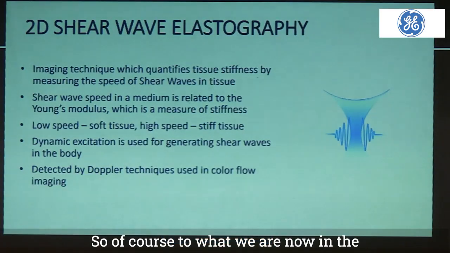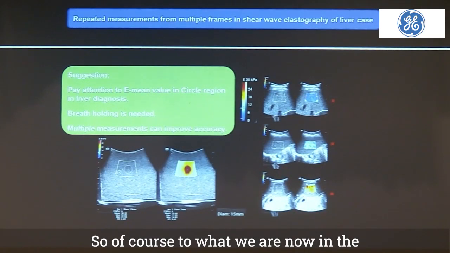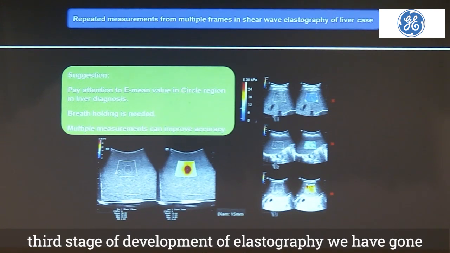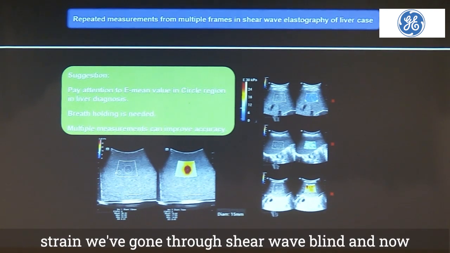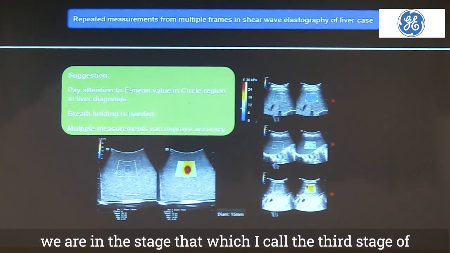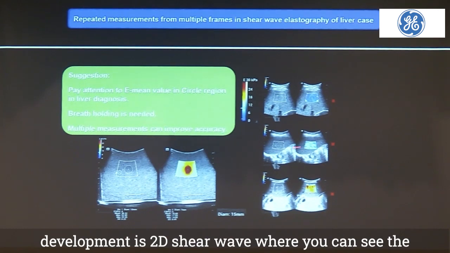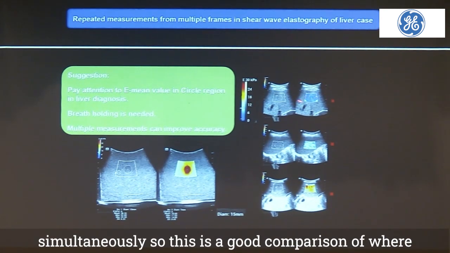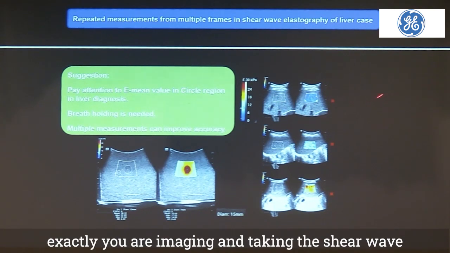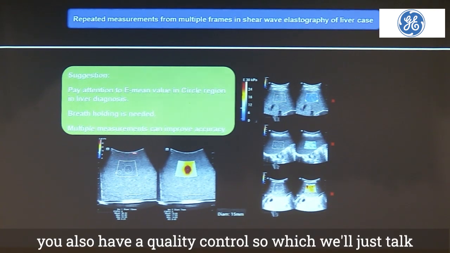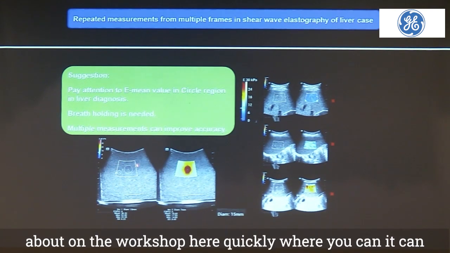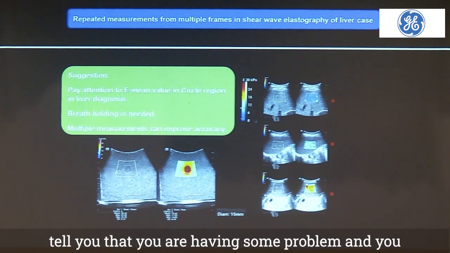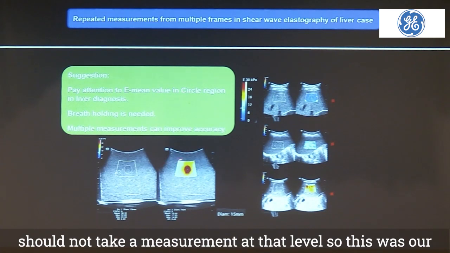Of course, we are now in the third stage of development of shear wave elastography. We've gone through strain, we've gone through shear wave, blind, and now we are in what I call the third stage of development, which is 2D shear wave, where you can see the B mode and do the shear wave simultaneously. So this is a good comparison of where exactly you are imaging and taking the shear wave. You also have a quality control, which we'll talk about in the workshop quickly, where it can tell you that you are having some problem and you should not take a measurement at that level.